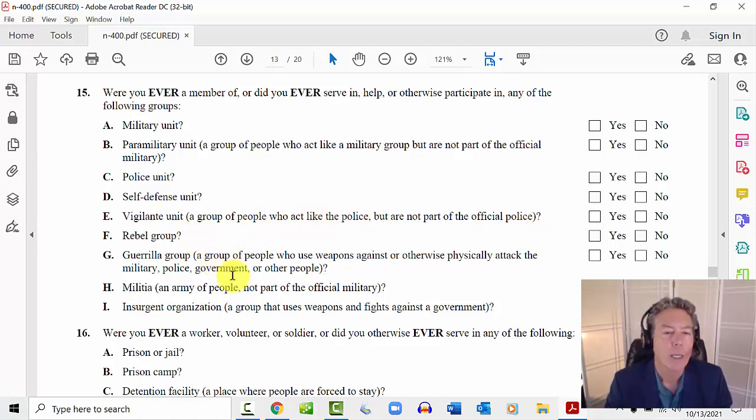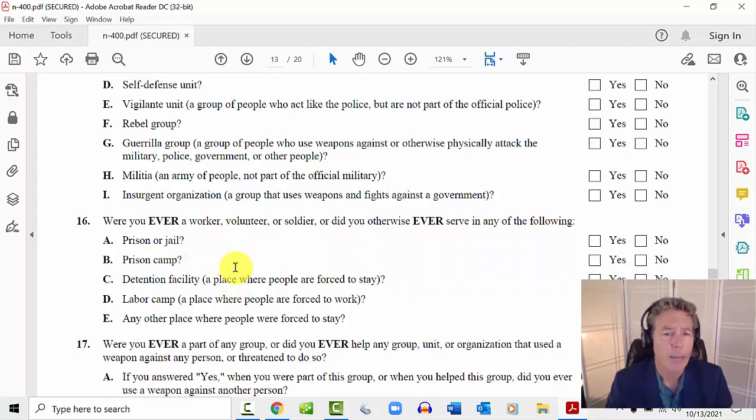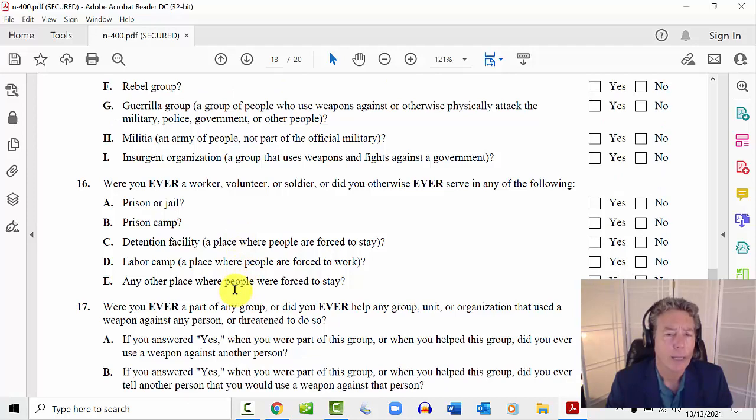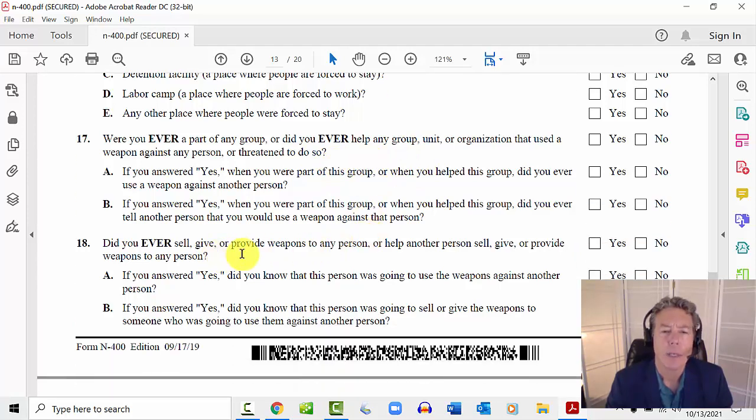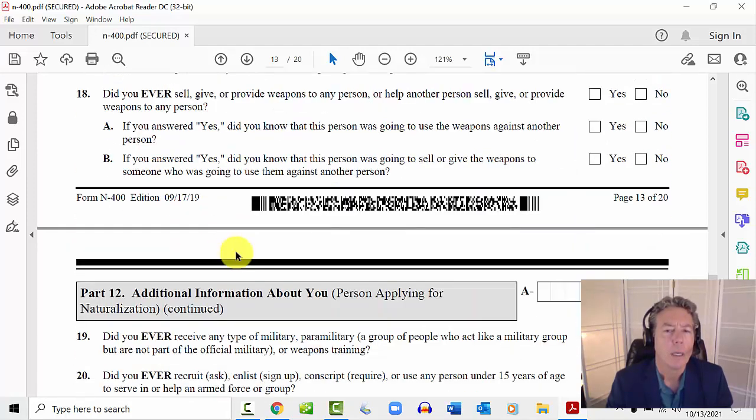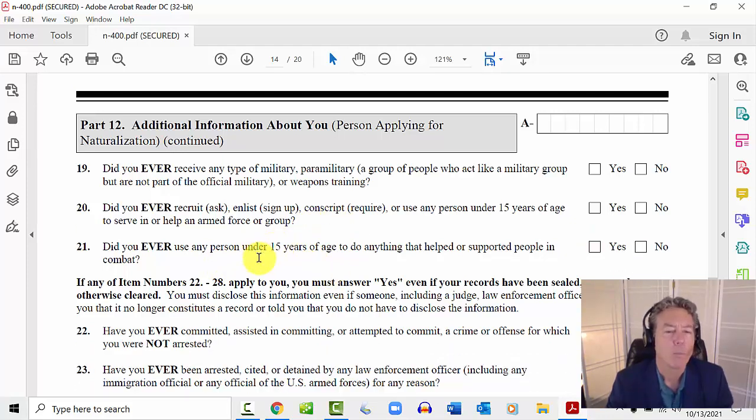Anyway, rebel group, guerrilla group, militia, insurgent organization, ever a worker, volunteer, soldier, or otherwise serve in the following: prison or jail, prison camp, detention facility, labor camp, any other place. Okay. Were you ever part of any group? Did you ever help any group, unit, or organization use a weapon against any person, or threaten to do so? Ever sell, give, or provide weapons to any person? Help another sell, give, or provide weapons to any person? Receive any type of military or paramilitary weapons training, recruit people into groups? Ever use any person under 15 years of age to do anything that helped or supported people in combat?